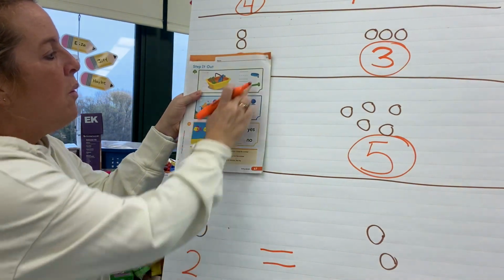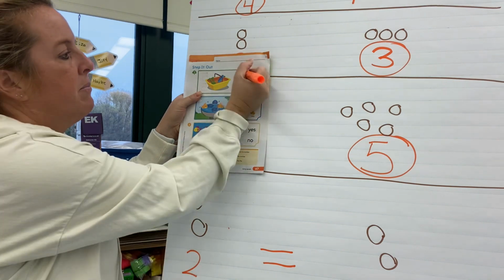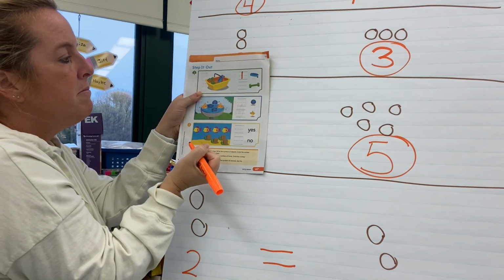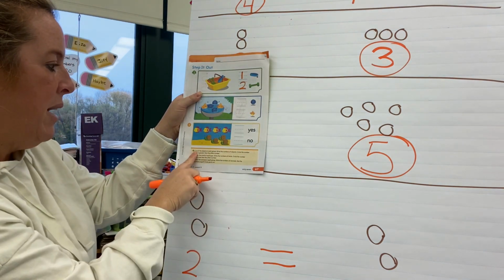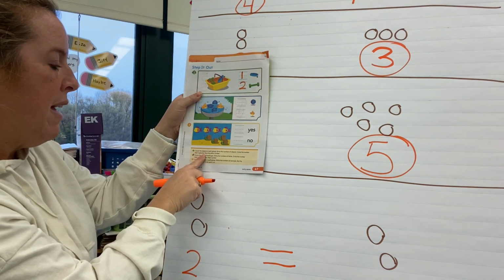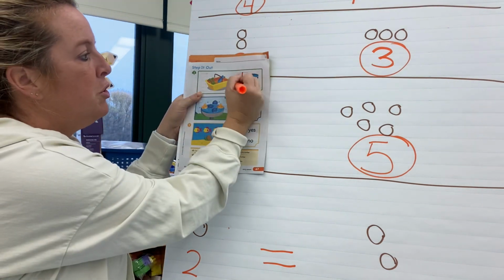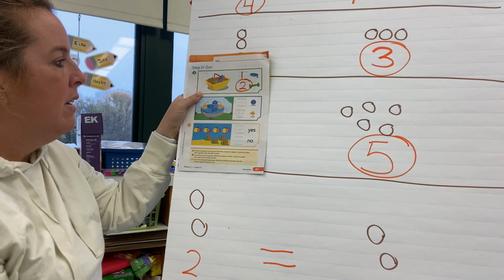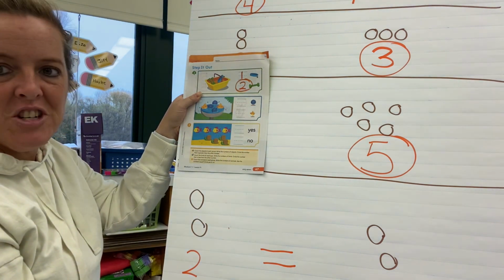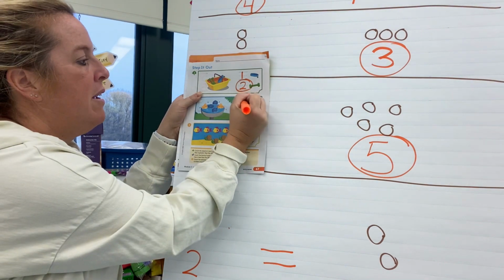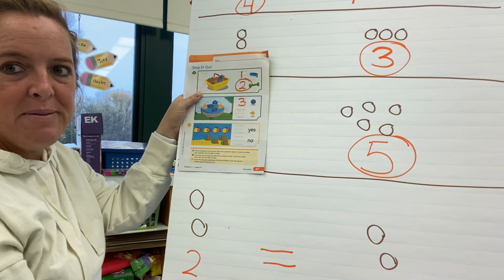Alrighty, so go ahead and count your dog dishes. How many? Count your bone. How many? Okay, now let's see what I have to do. Circle the number that is greater. What number is greater, 1 or 2? 2, you got it. Okay, count the bluebirds. How many did you get? 3. Count the yellow birds. How many did you get?